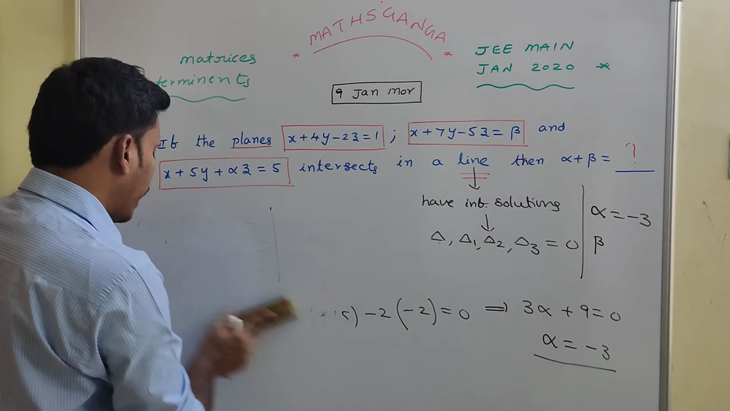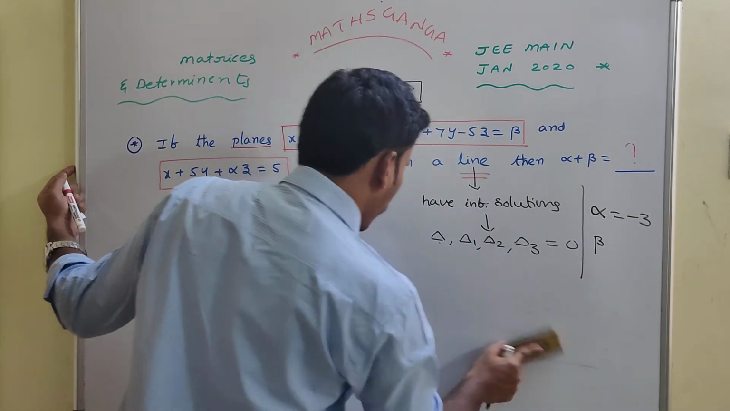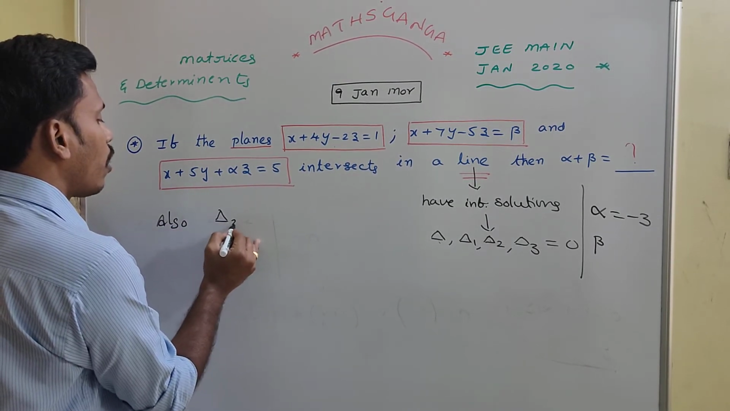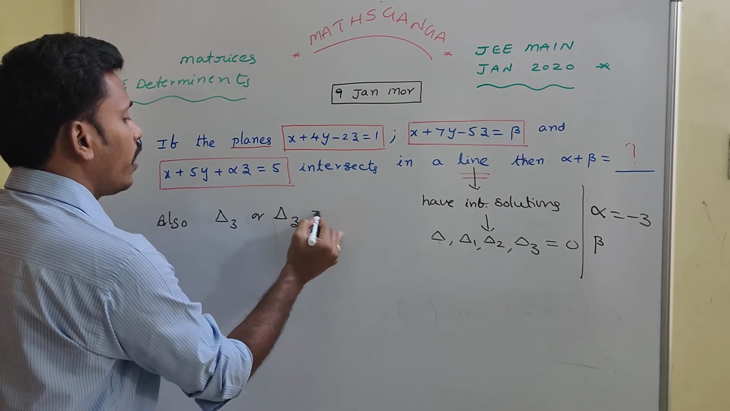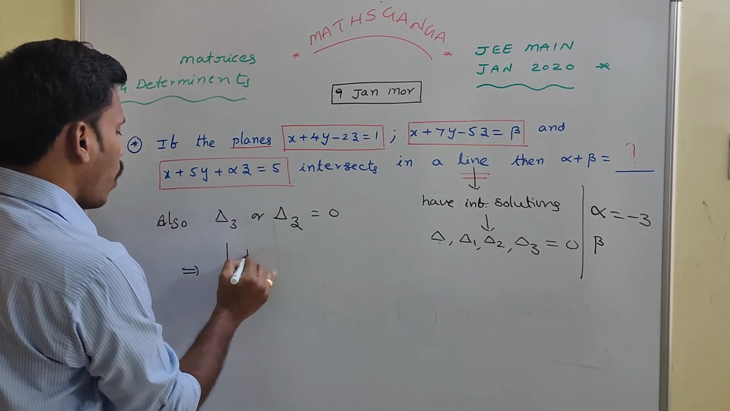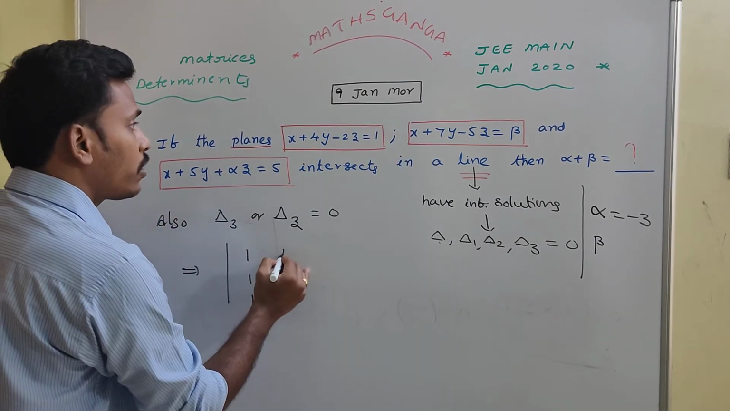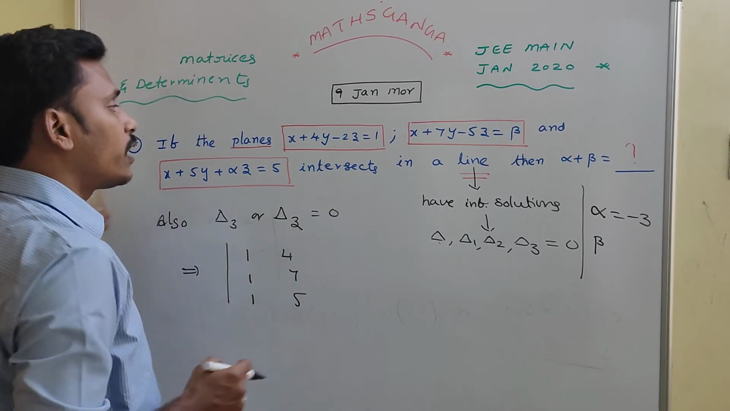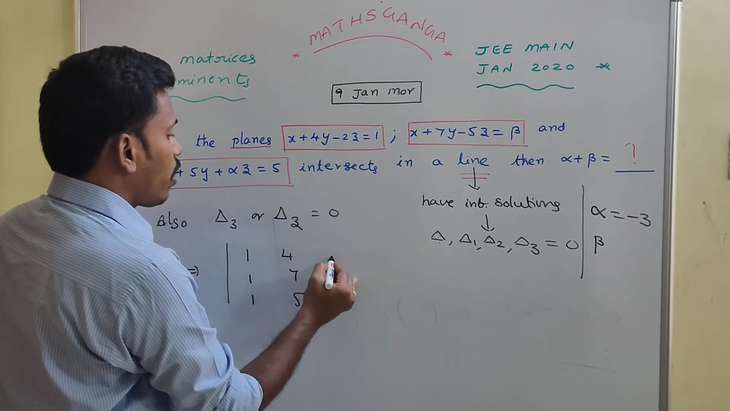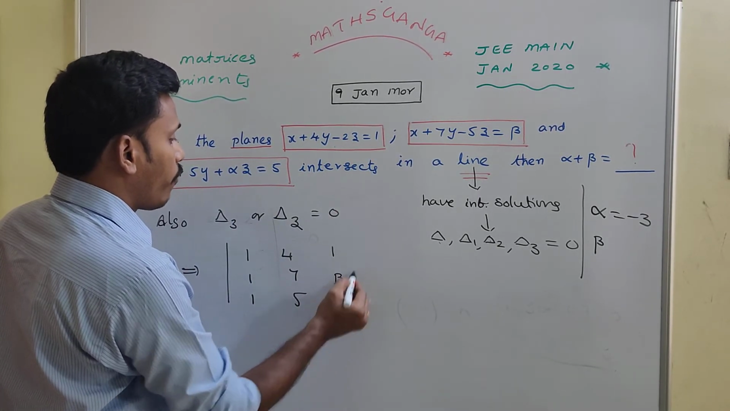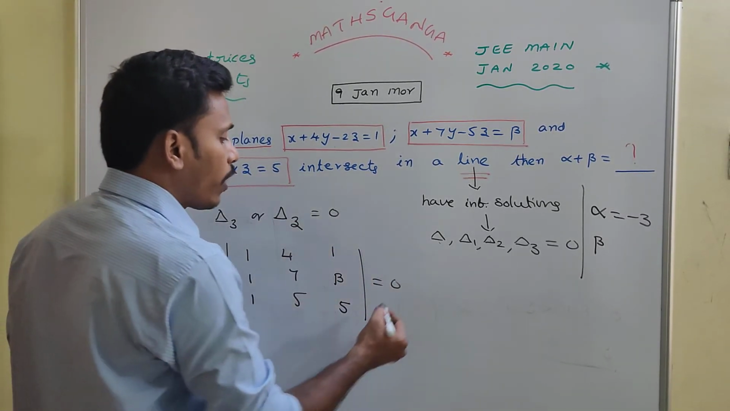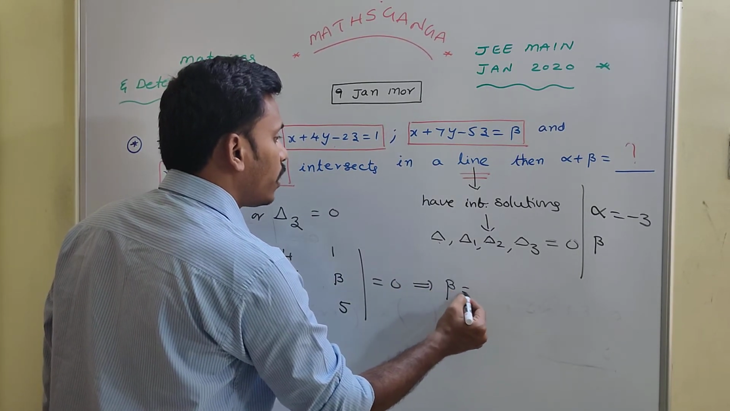Suppose you consider delta 3 in this particular situation. What will happen? Delta 3, or you may say delta with suffix z, is equal to 0, which is the determinant of the x terms, which won't change, 1 1 1, the y terms won't change, 4 7 5, whereas for the z term you need to take the constants instead of the coefficients of z. The constants are 1, beta, 5, and it is equal to 0. Again you go with the determinant and you can find its value. Beta equals 13.